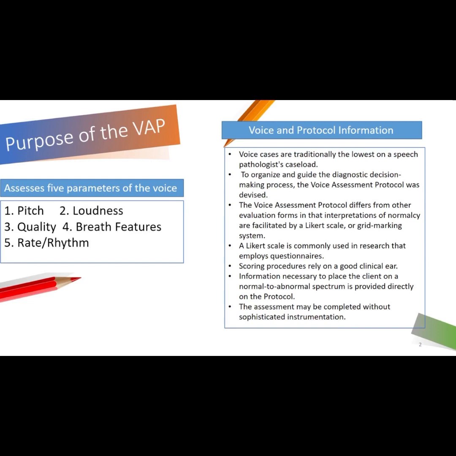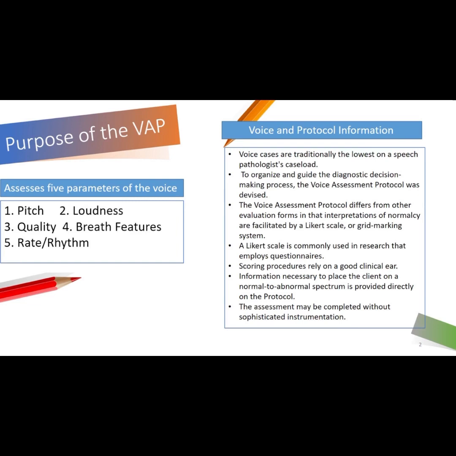The voice assessment protocol differs from other evaluation forms in that the interpretations of normalcy are facilitated by the Likert scale or grid marking system. A Likert scale is commonly used in research that employs questionnaires. Scoring procedures rely on a good clinical ear. Information necessary to place the client on a normal to abnormal spectrum is provided directly on the protocol.